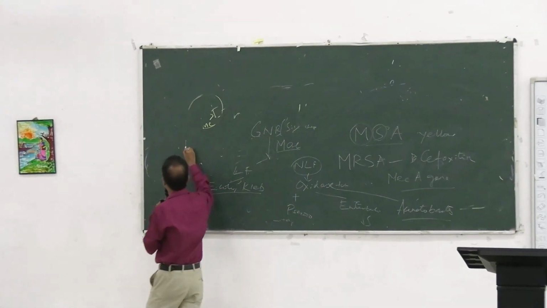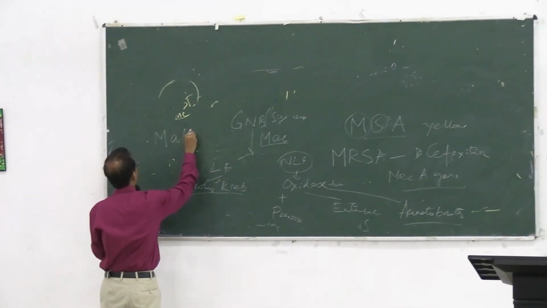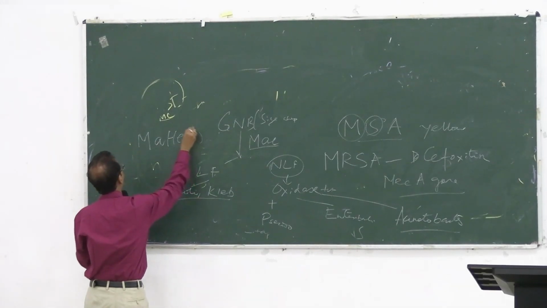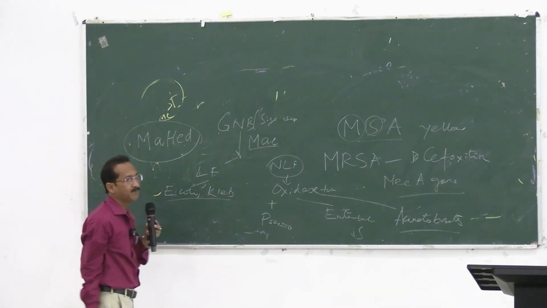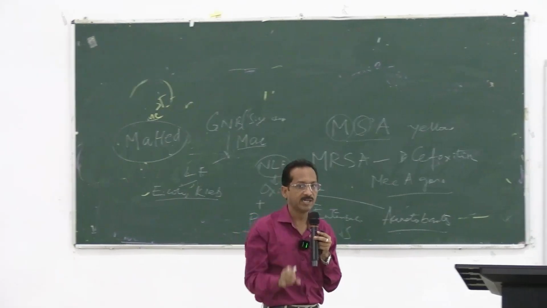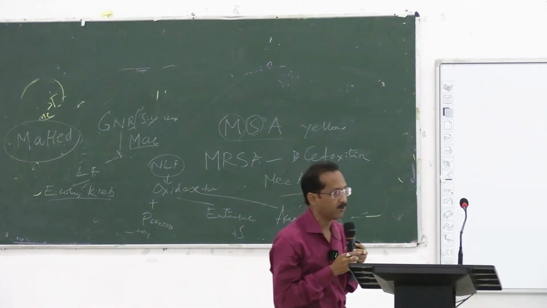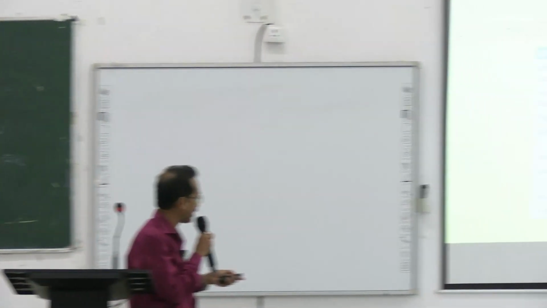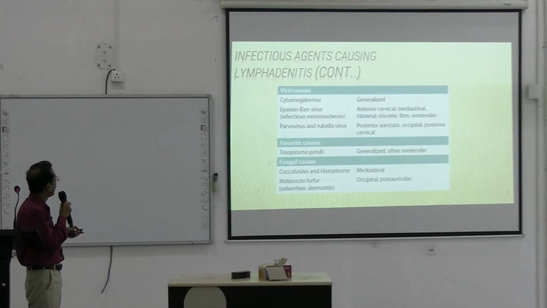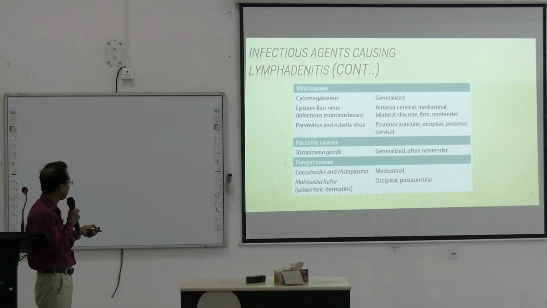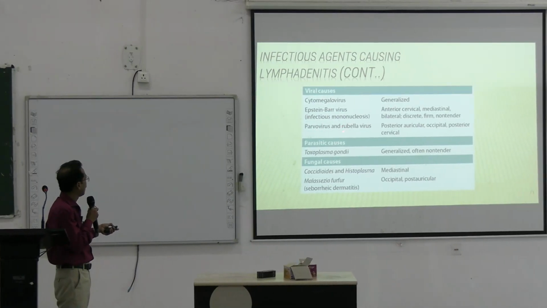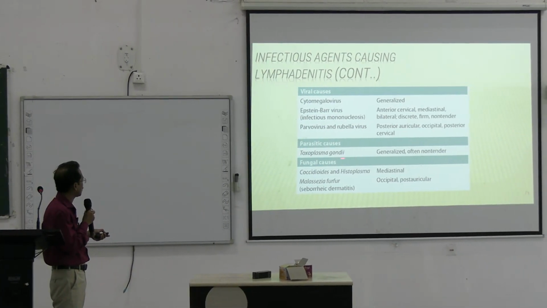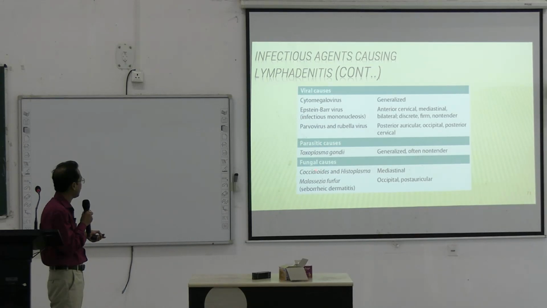They are attached. Matted lymph node: more than one lymph node attached together. A matted lymph node can be seen in Mycobacterium tuberculosis. Viral causes of lymphadenopathy: CMV, Epstein-Barr virus, parvovirus and rubella. Toxoplasma gondii, Coccidioides and Histoplasma can present as mediastinal lymph node. Malassezia furfur causes seborrheic dermatitis or Tinea versicolor.